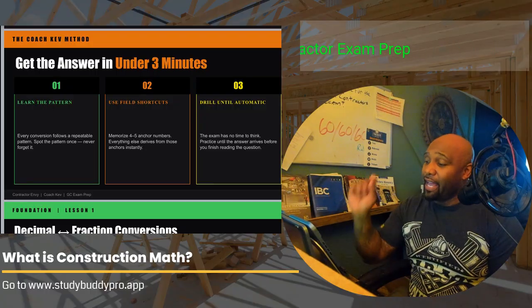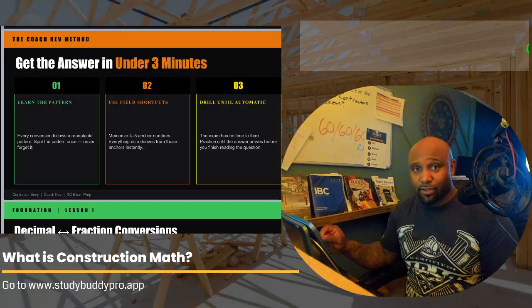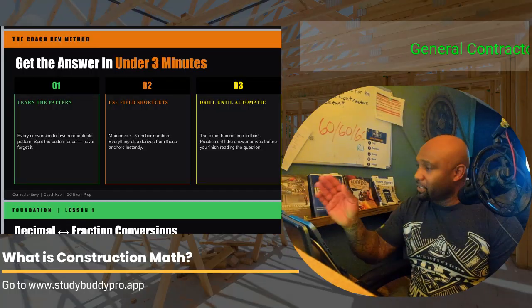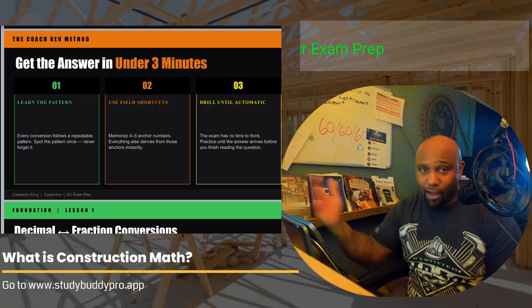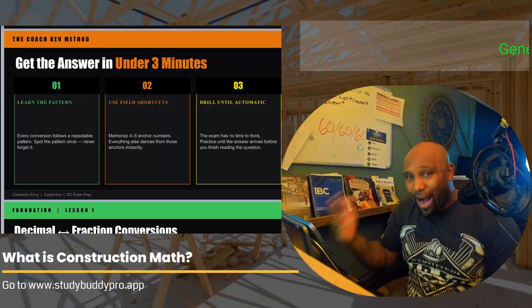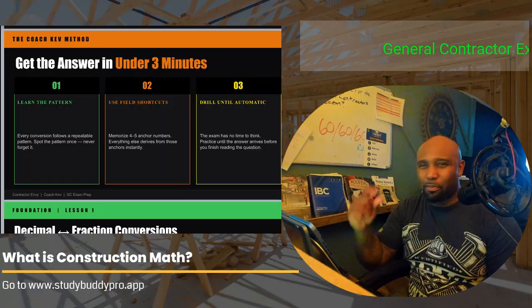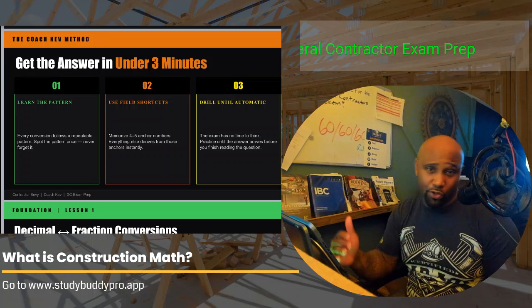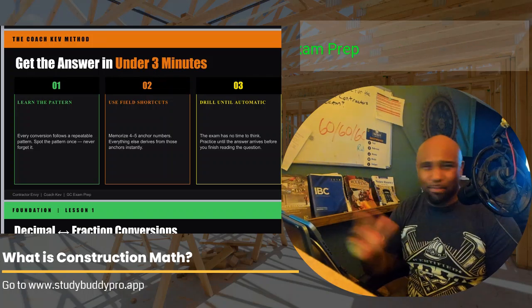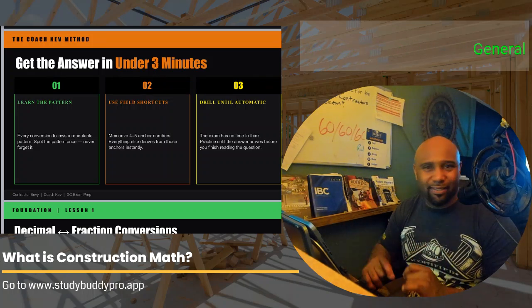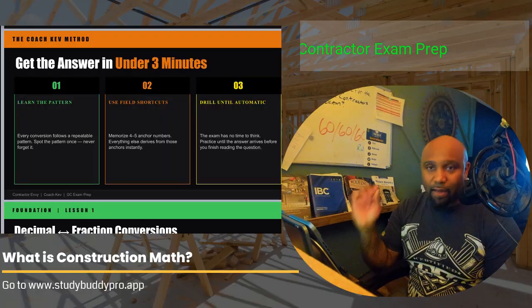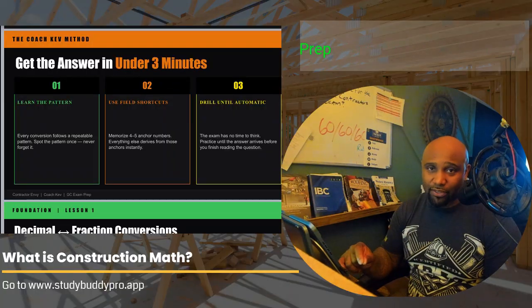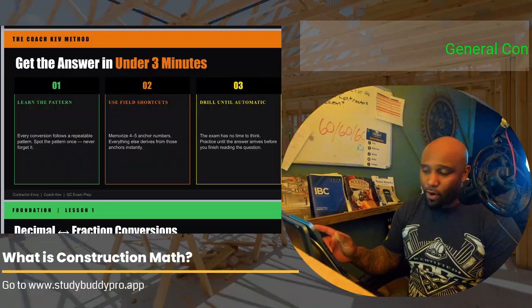Then use field shortcuts. So I teach the +8 -8 method or the plus 5 thousandths or subtract 5 thousandths method. Why? Because we don't have to be exact because it's multiple choice when you do the math. So stop thinking you got to get it all the way down to the 30 second. It does not matter. It's really about getting close enough to the answer in that 3 minutes so we can move on.